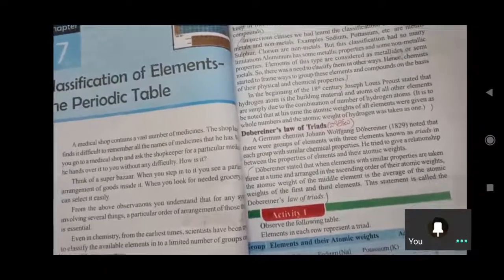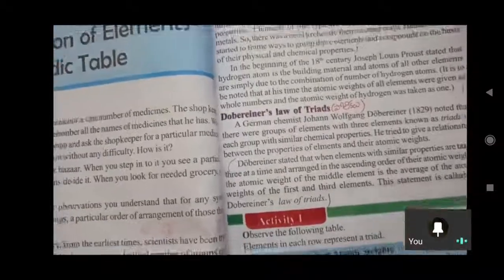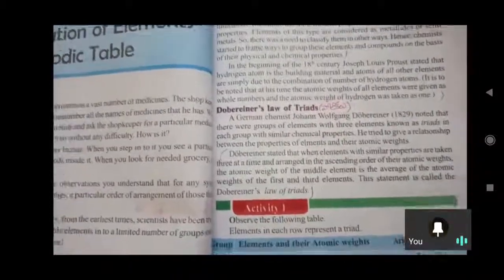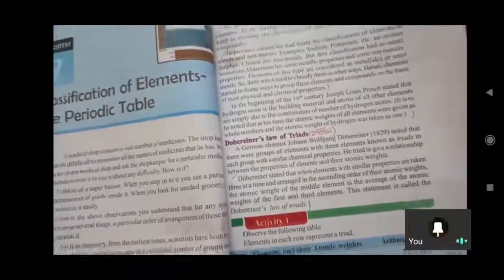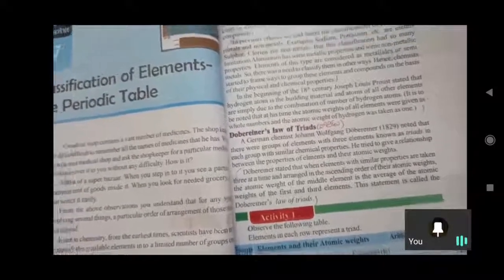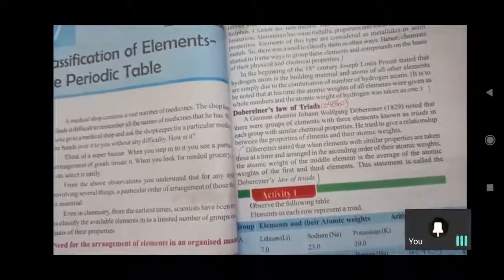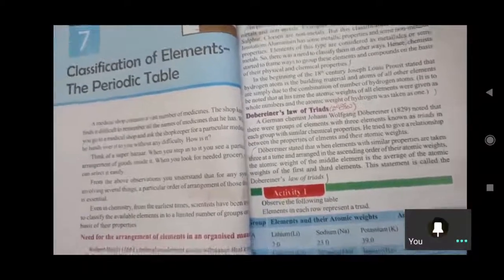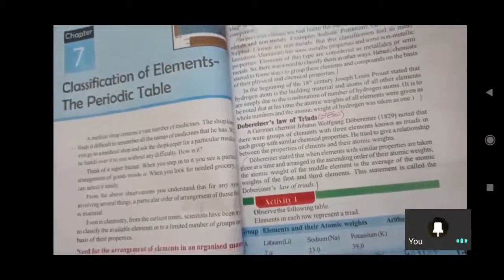properties. Okay, and according to the chemical and physical properties, Döbereiner stated in his law that elements which have similar properties are taken three at a time as a group. He selected three elements with similar properties and arranged them in a table, in ascending order. That means from smaller atomic weight to larger atomic weight.